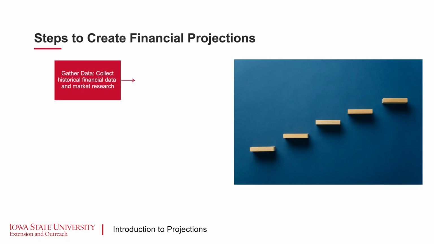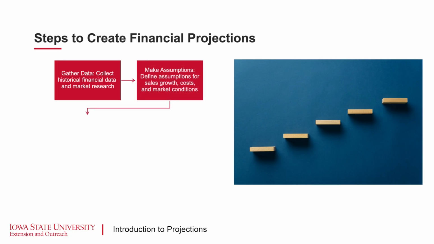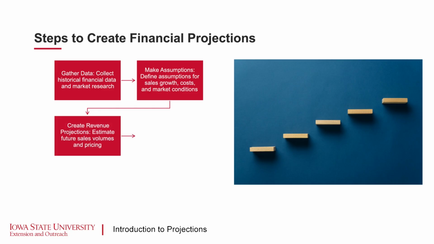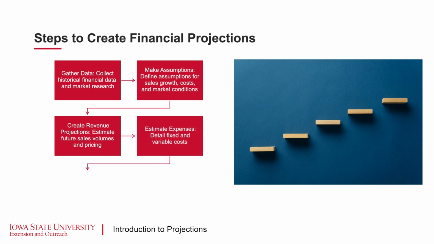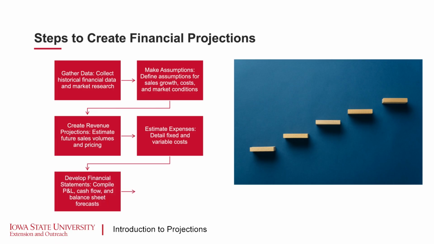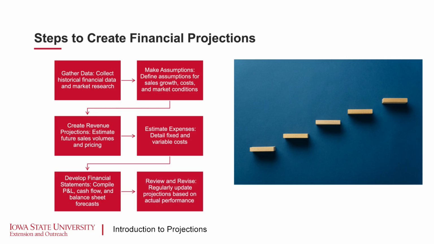We start by gathering data. This means pulling past financials and conducting market research. Next, we make assumptions about things like sales, growth, pricing, and costs. These assumptions set the foundation for your forecast. Then we create revenue projections, estimating how much we expect to sell and at what price. We follow that with estimating expenses, both fixed and variable, to understand the full cost picture. From there, we develop full financial statements, including the profit and loss, cash flow, and balance sheet projections. Finally, we review and revise regularly. Projections are living documents. They need to reflect current conditions and actual performance.